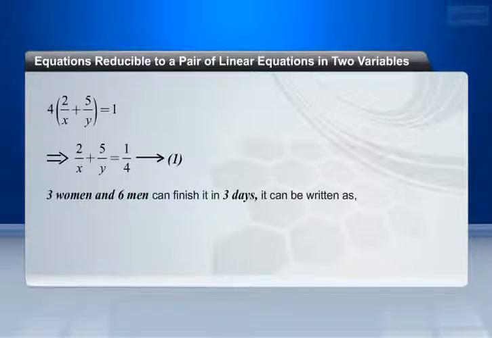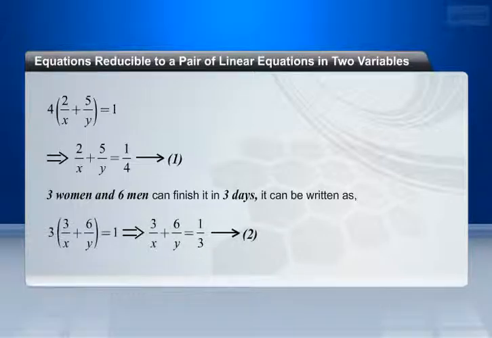3 women and 6 men can finish it in 3 days, it can be written as 3 into (3 by X plus 6 by Y) equals 1. This implies that 3 by X plus 6 by Y equals 1 by 3, make it as equation 2.